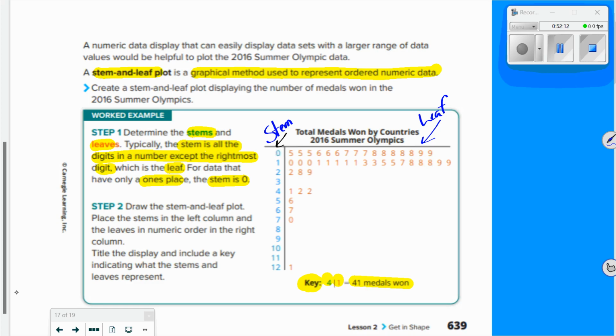So what this is saying is, if your key tells you a 4 out here with the 1 on the inside means that that's 41. So the 4 and the 1 represents the data set of 41. What about 56? Okay? So all of these means 0, 5, that's one data set of 5. 0, 5 means it's another data set of 5. 0, 5 means it's another data set of 5. So there's 3 different countries that won 5 medals.